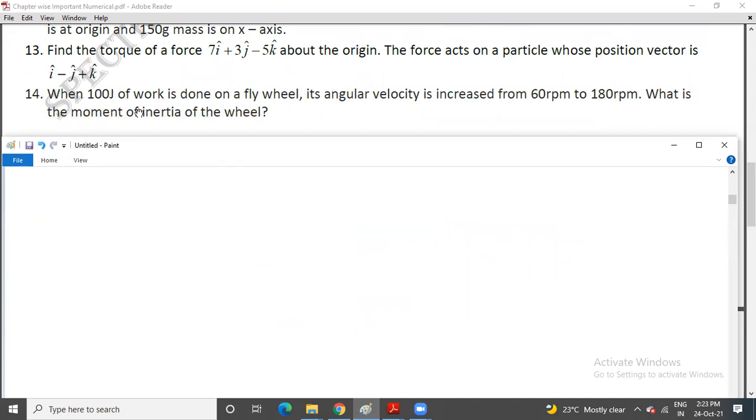When 100 joules of work is done on a flywheel, its angular velocity is increased from 60 revolutions per minute to 180 revolutions per minute. What is the moment of inertia? So the formula based on this question is angular kinetic energy, or you can also call it rotational kinetic energy.